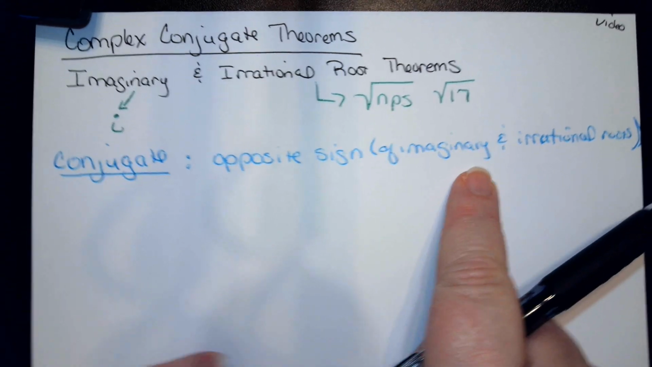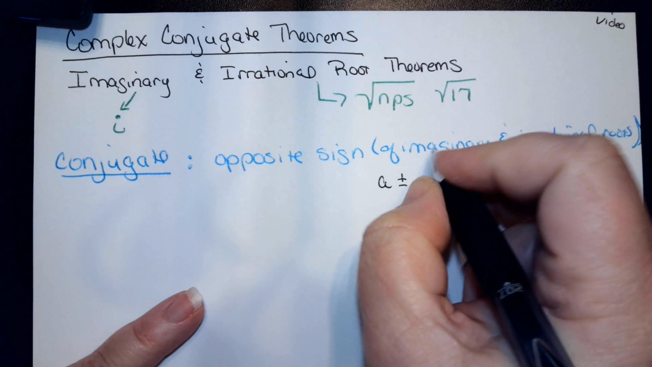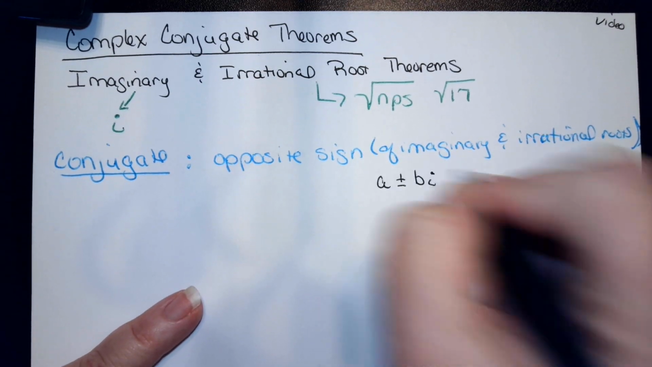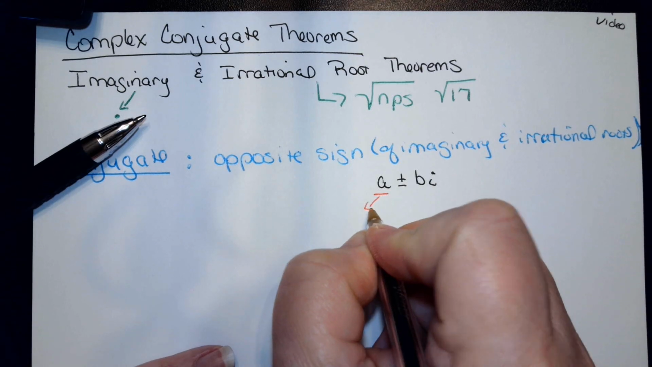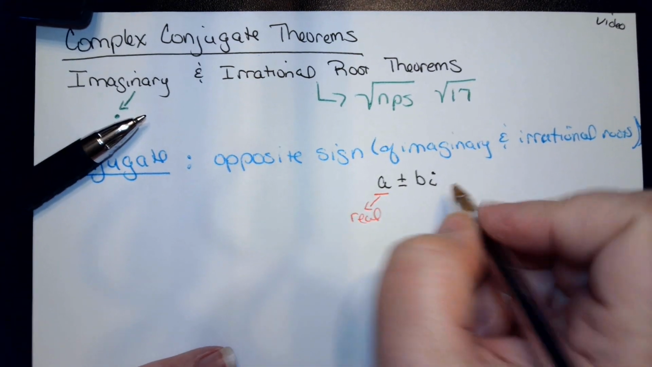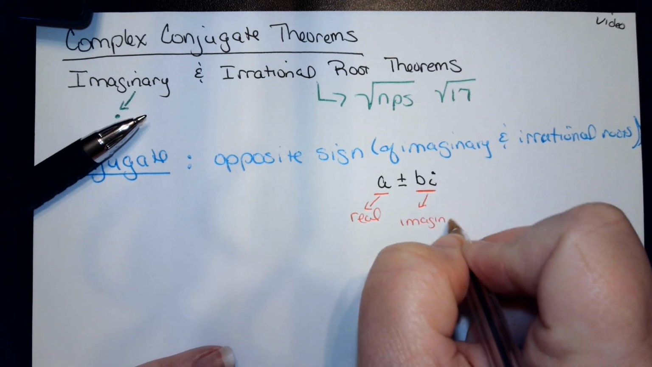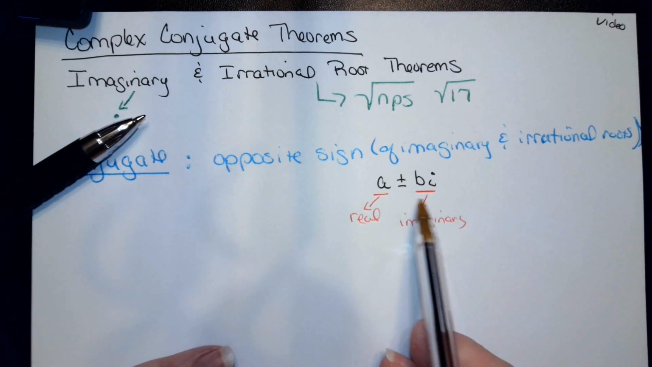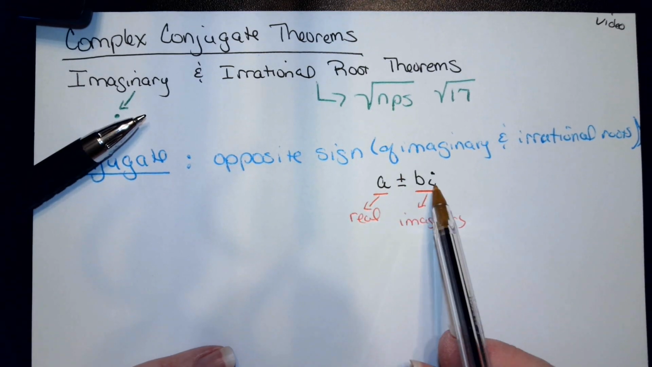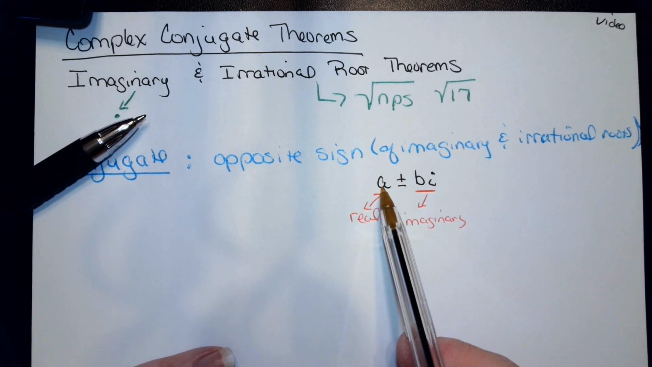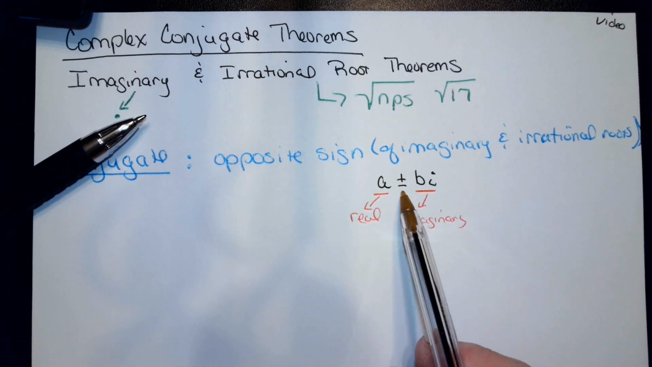When you have an imaginary root, they are in the form of a plus or minus bi. This a value right here is your real part of the solution, and this bi is your imaginary part of the solution. This is the part that you'll take the opposite of, because notice it says a plus or minus bi. It doesn't say plus or minus a, it says a plus or minus bi. So you're going to do the positive and the negative version.